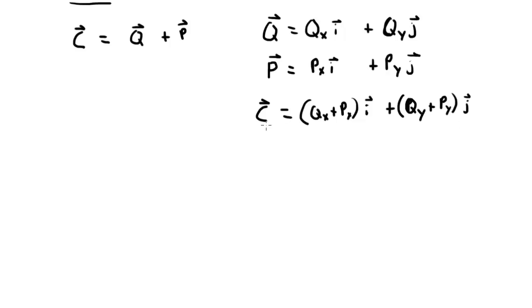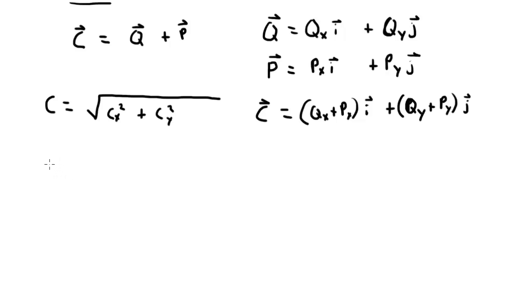information relating to this vector C by using the law of cosines and the definition of the tangent. For example, if I want to know the magnitude of the vector C, I simply use the law of cosines, which tells me that C, in this case, is Cx squared plus Cy squared.